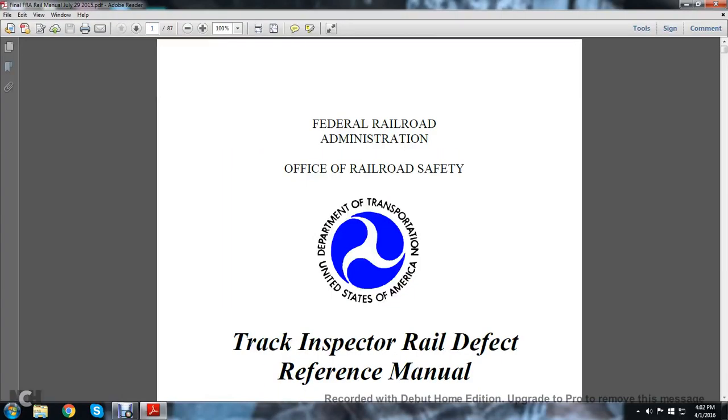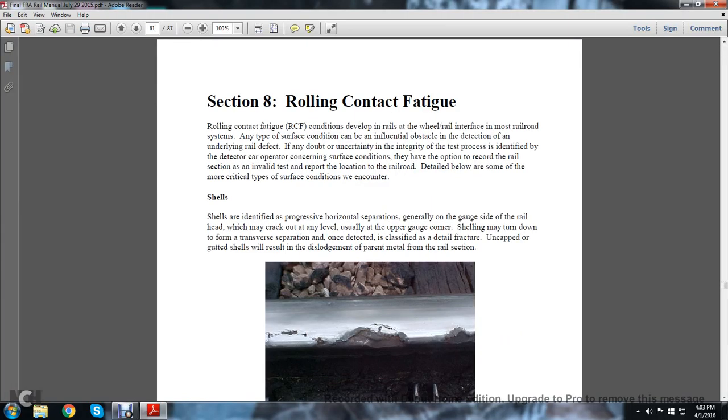Federal Railroad Administration, Office of Railroad Safety, Track Inspector Rail Defects Reference Manual. Section 8, Rolling Contact Fatigue. Rolling contact fatigue, or RCF, conditions develop in the railway at the wheel-rail interface in most railroad systems.